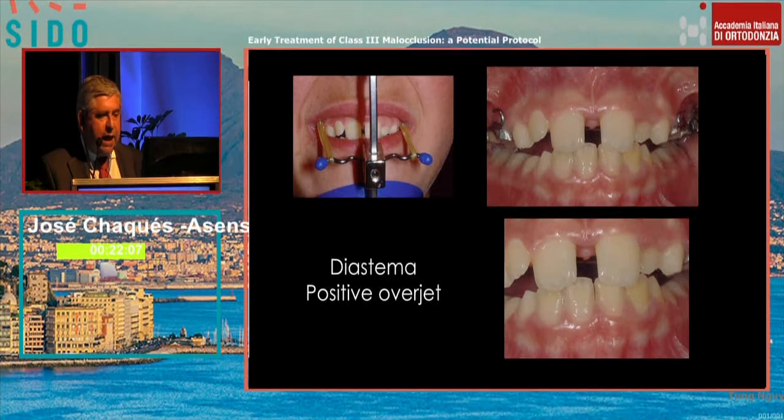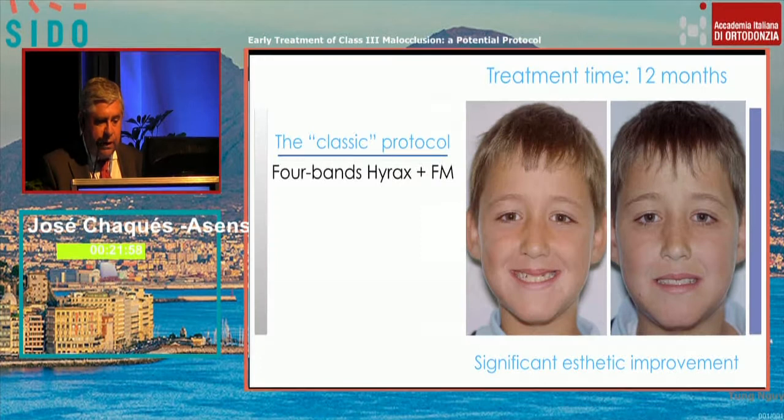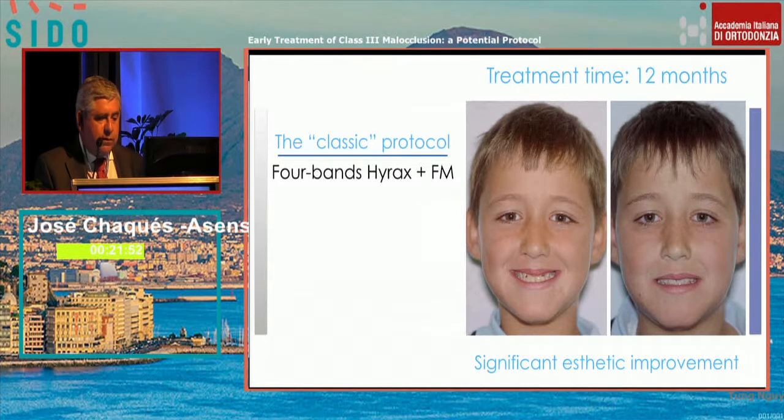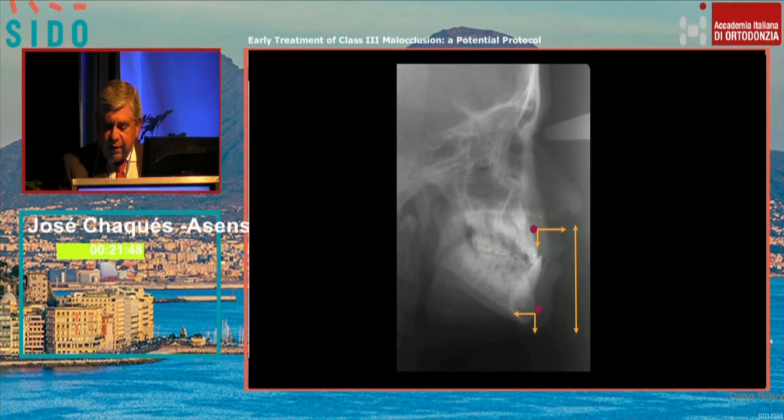Now, a short time of 2x4 just to get the correction of the anterior teeth, and we can take a look within 10, 12 months at the differences that we were able to introduce in the face. Significant aesthetic improvement, again with 4 bands, Hyrax plus face mask. This slide summarizes the changes: forward and downward movement of the maxilla, clockwise rotation of the mandible.